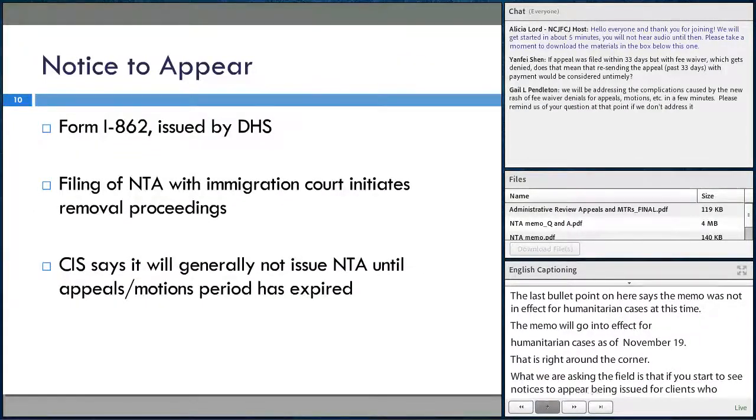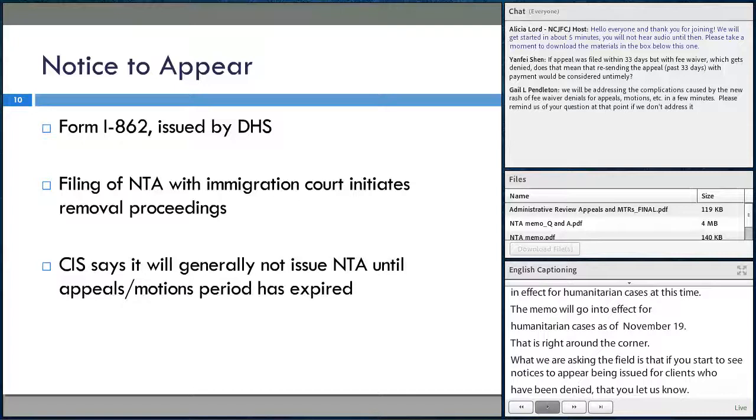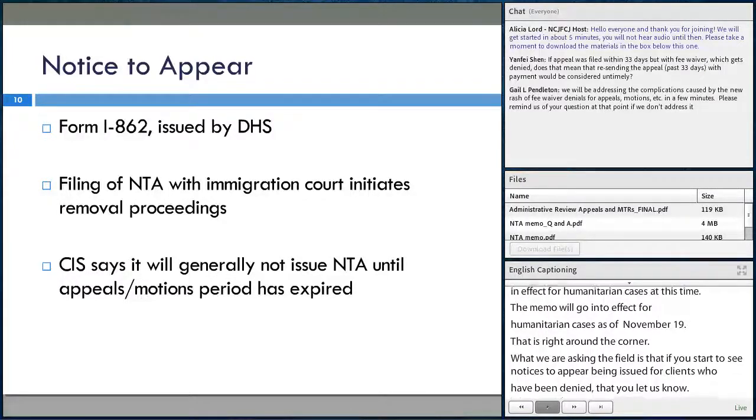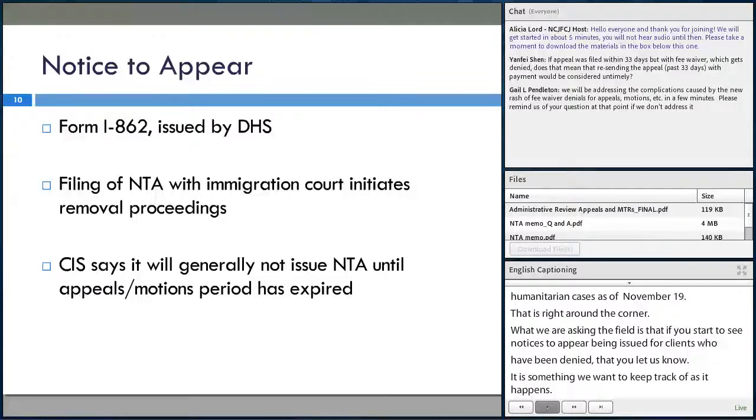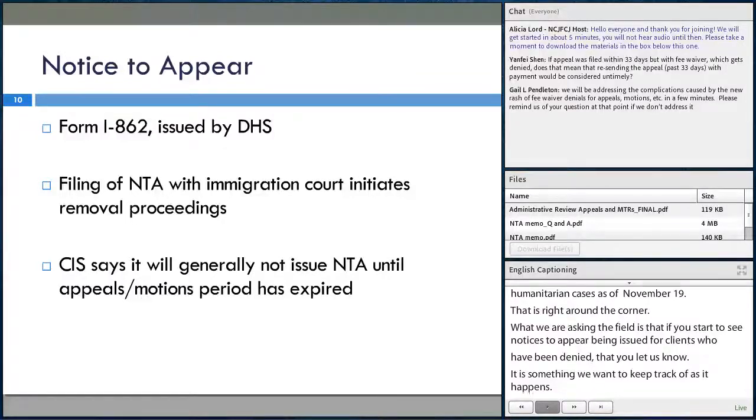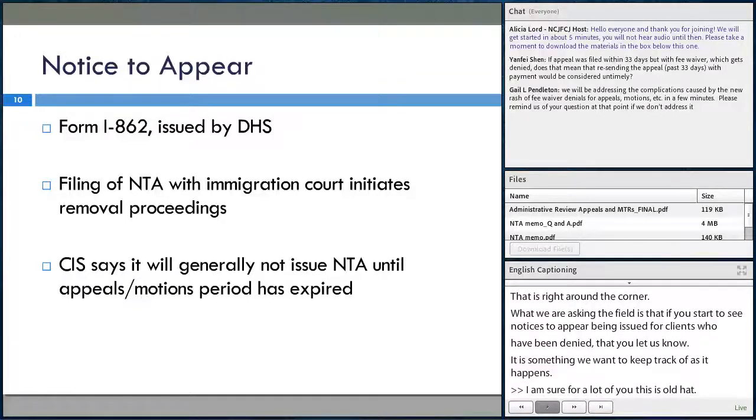Right. And I'm sure for a lot of you this is old hat, but for anybody who isn't familiar with removal proceedings, when we refer to a notice to appear, what we're talking about is a specific form issued by the Department of Homeland Security on which DHS will explain the allegations and the charge of inadmissibility or deportability that they're making against your client.